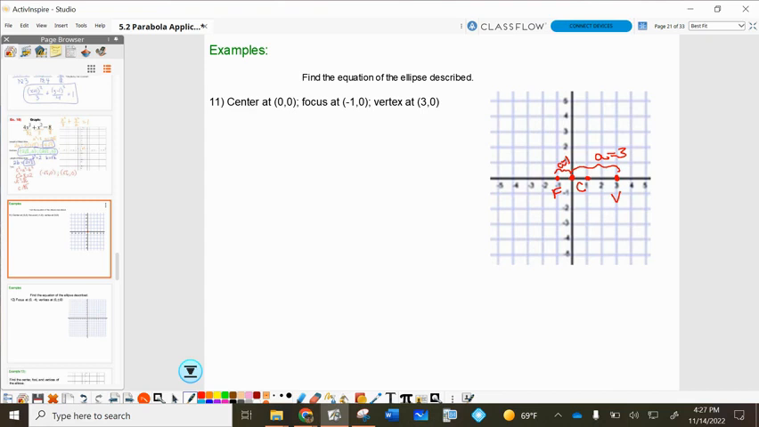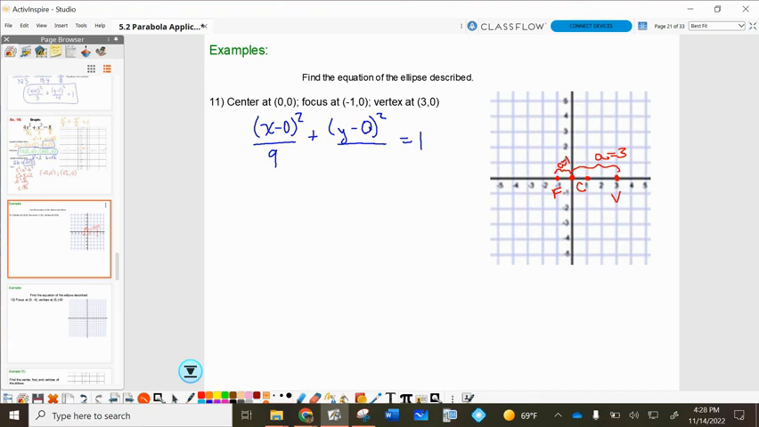And so let's start building this. It says find the equation. So let's see if we can get that set up. We've got x minus something squared over something plus y minus something squared over something equals 1. Now we already know the center, that's at 0, 0, so we can drop that in. We know our A value is 3 and it's going in the x direction, so under x would be 3 squared or 9. And so then we need to find our B value, and we can do that.